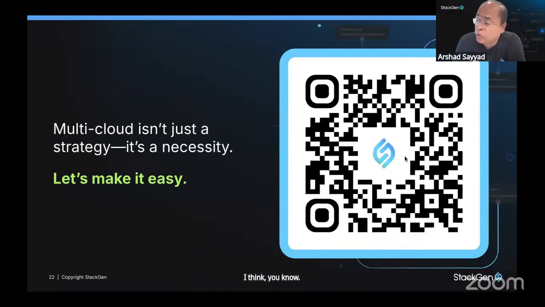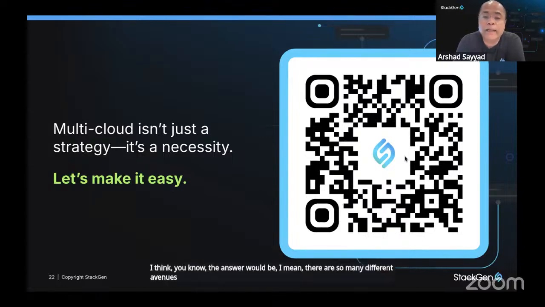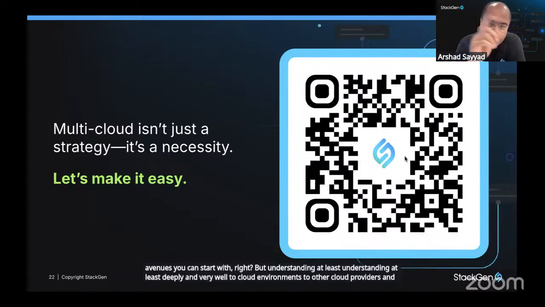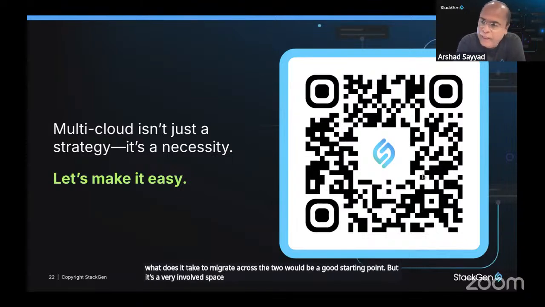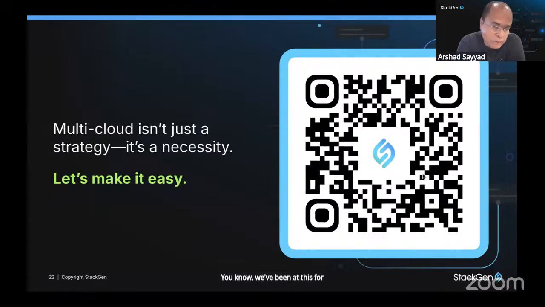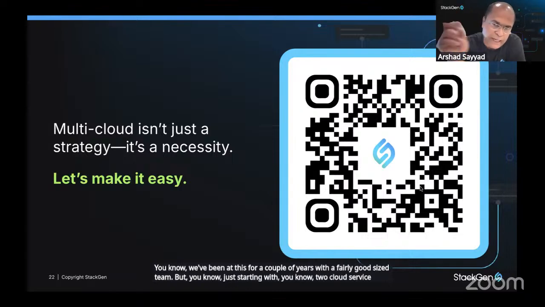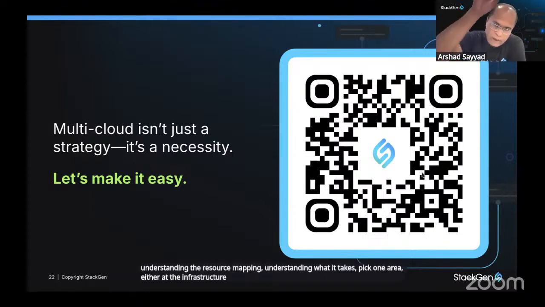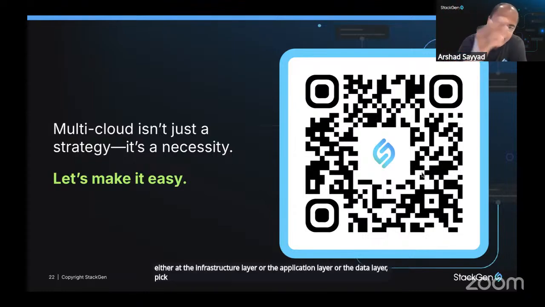The answer would be, I mean, there are so many different avenues you can start with, right? But understanding, at least deeply and very well, two cloud environments, two cloud providers, and what it takes to migrate across the two would be a good starting point. But it's a very involved space, takes a lot of time. We've been at this for a couple of years, with a fairly good sized team. But just starting with two cloud service providers, understanding the resource mapping, understanding what it takes. Pick one area, either the infrastructure layer or the application layer or the data layer. Pick one of these three, and then start building your capabilities. That would be a great place to start, Stephen.